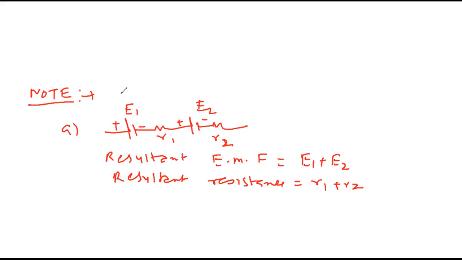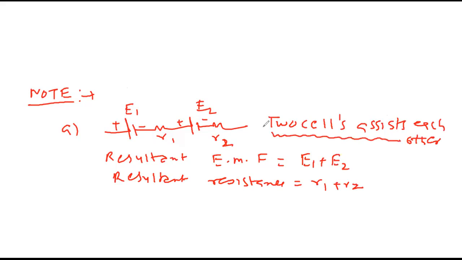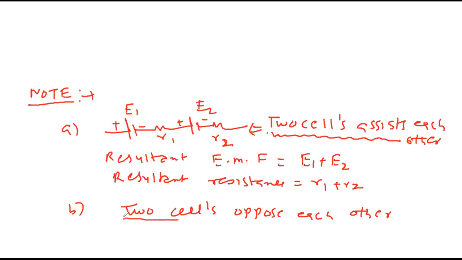This is called two cells assist each other. That means they are helping each other. Now, if two cells oppose each other, then minus is not connected with plus, minus is connected with minus.